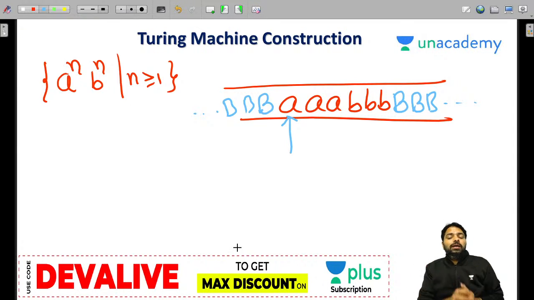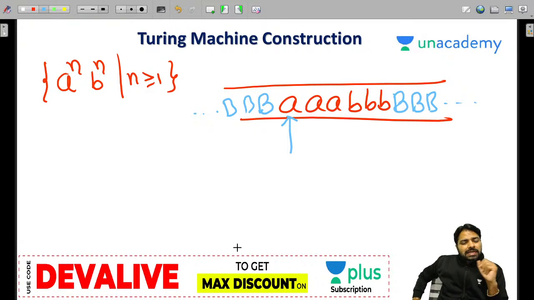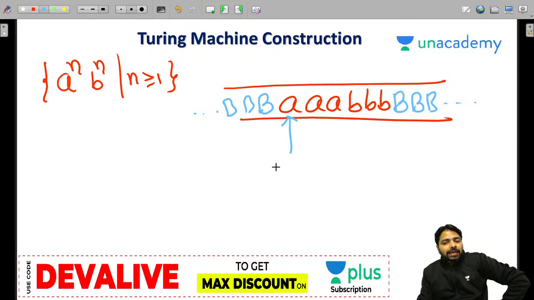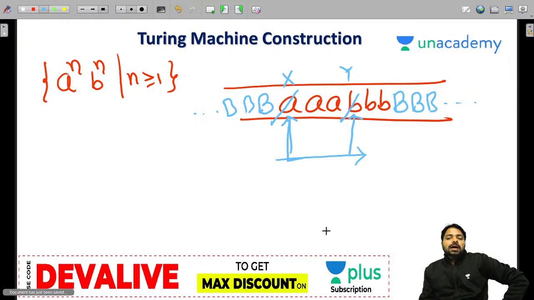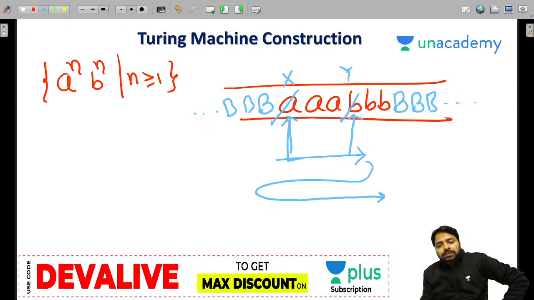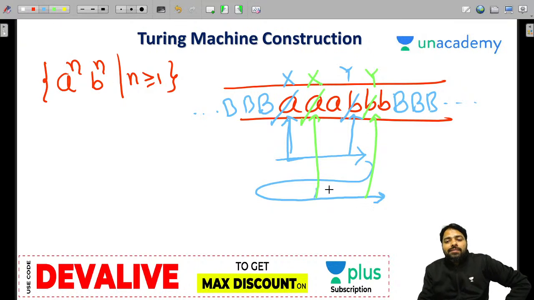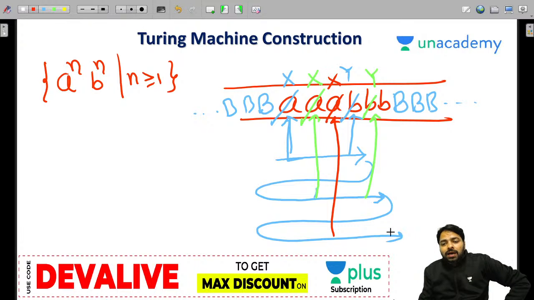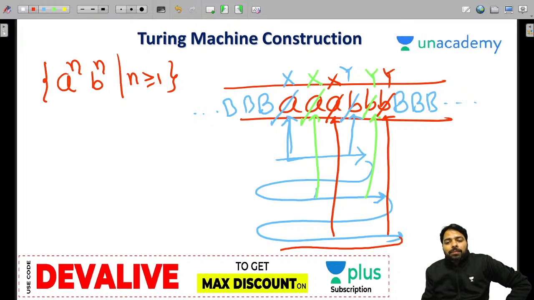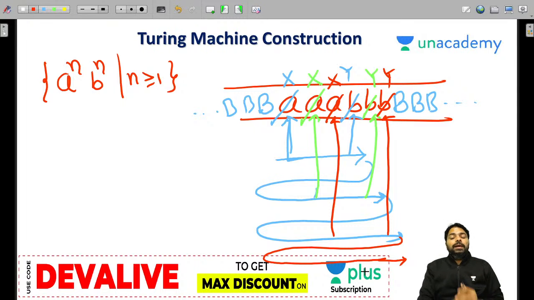Guys, initially we will point to A. To remember, to understand this problem, you don't have a stack, you can't push onto the stack. What we do is the scans. The first time I scan, I will replace A with X and B with Y. Then somehow I will come back and do a second scan. This time I will replace the second A with X and the second B with Y. Then I come back and scan again. This time the third A I replace with X and the third B with Y. When I come back, I don't find any A, so I know to accept. This is how we understand, because our head can move bidirectionally.